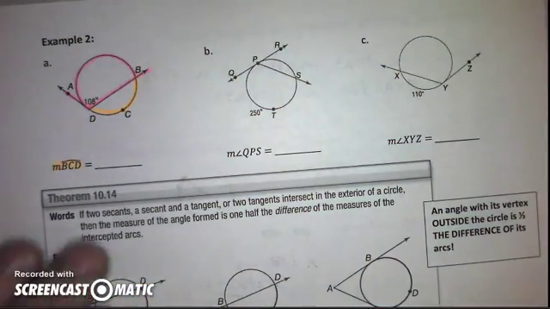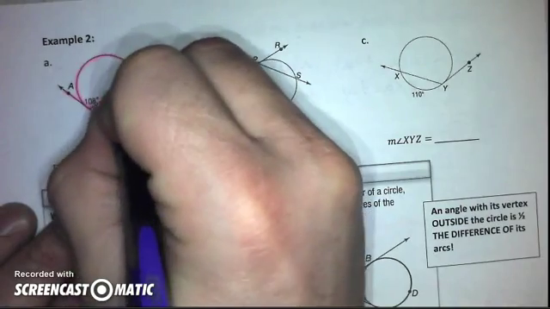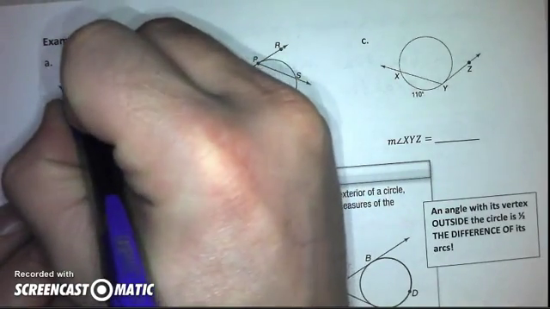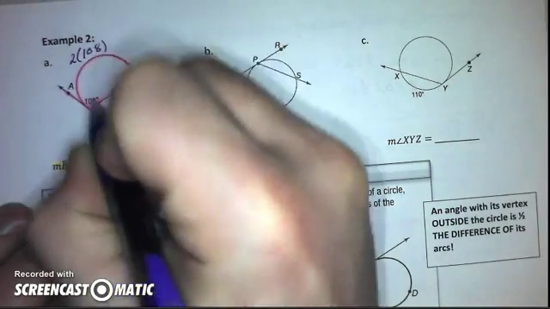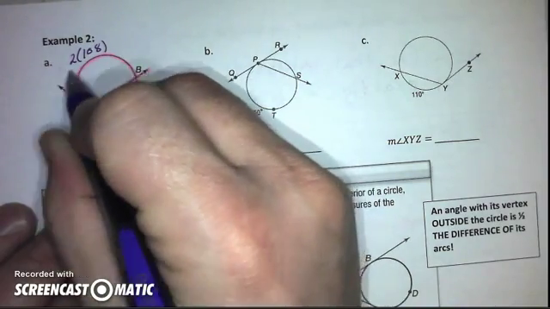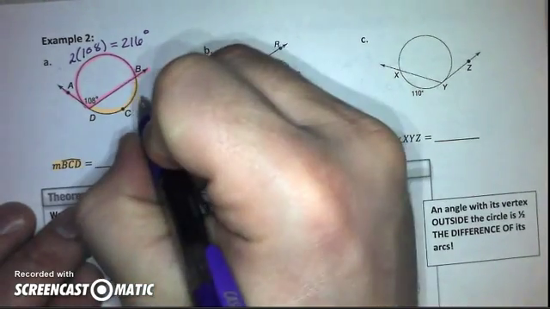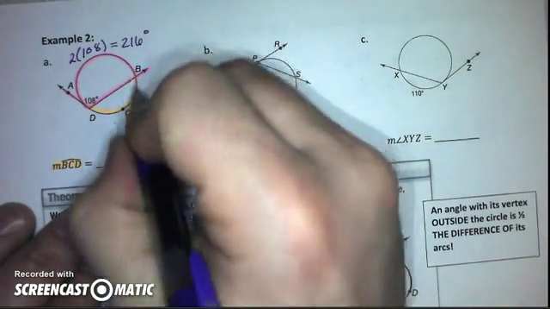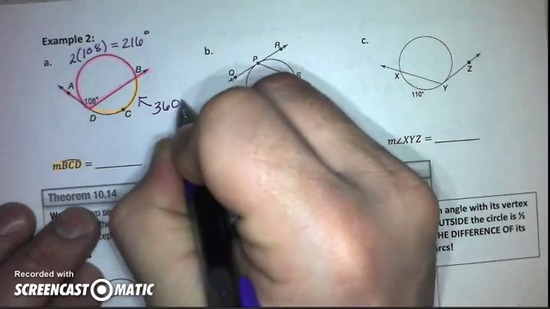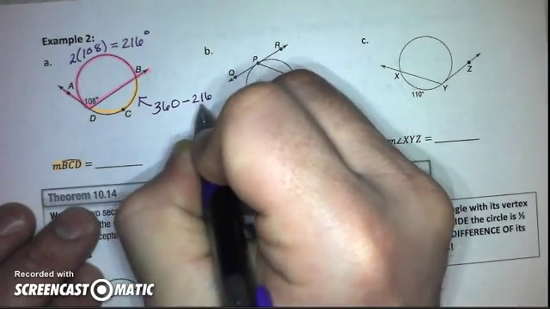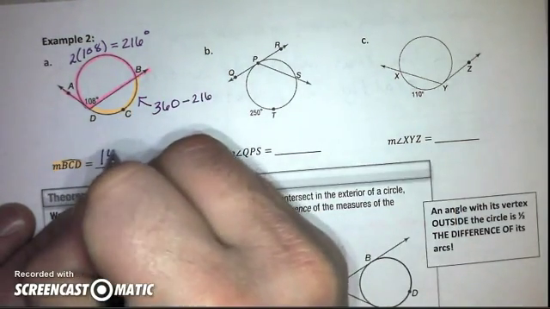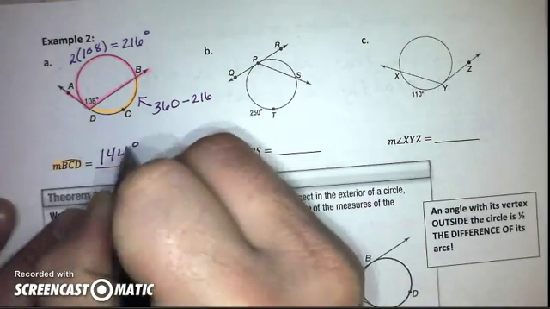So here's how we're going to do this. To get this arc, we are going to do 2 times 108, because the angle, 108, is half of the arc. So that's 216 degrees. This arc would be 360 minus 216, which gives us 144 degrees.